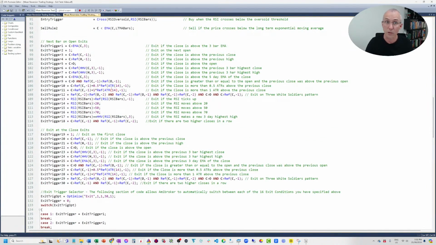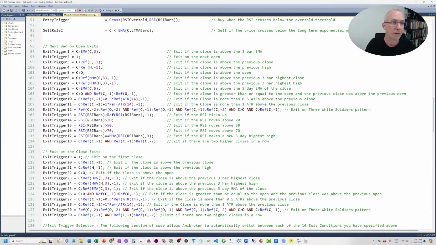Let's have a look at the rules that I've tested. The first one is the base rule that we had in the previous backtest that I showed you. The closing price is above the 3-day moving average. When the closing price is above the 3-day moving average, this exit gets out on the next bar at the open.